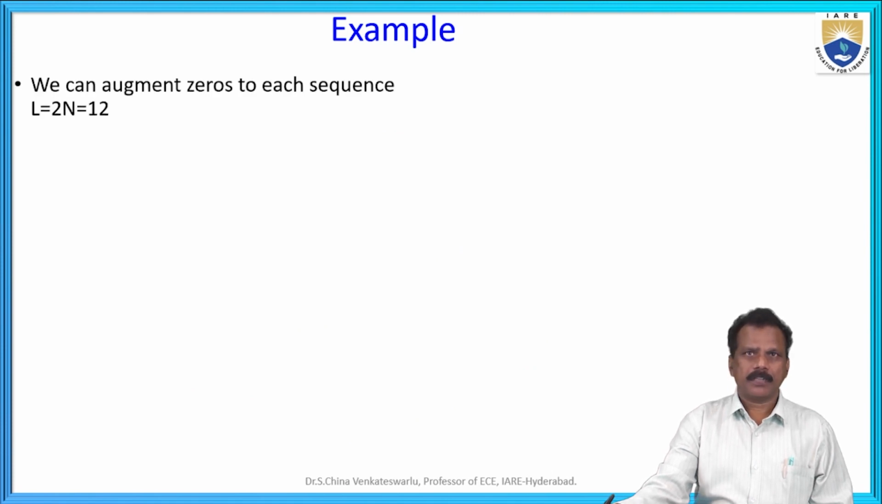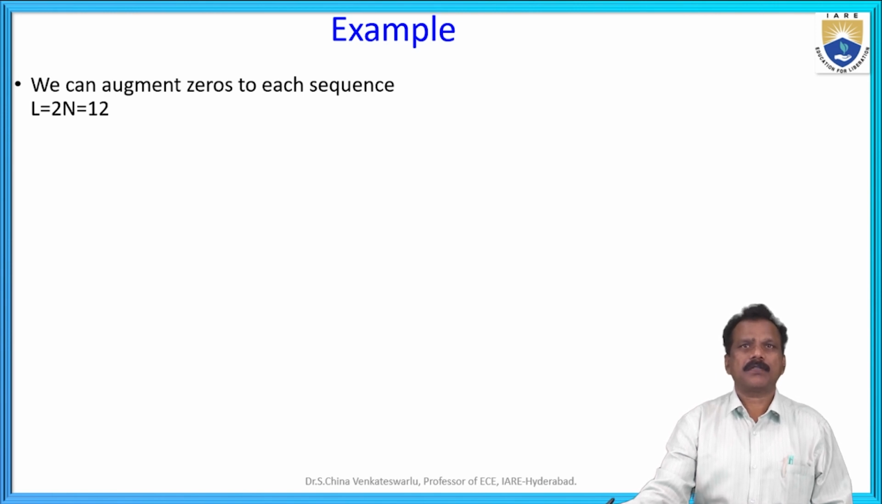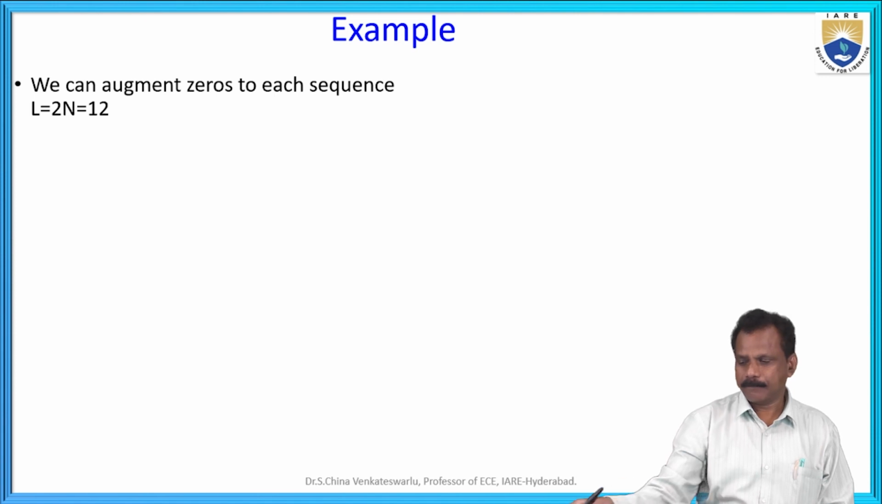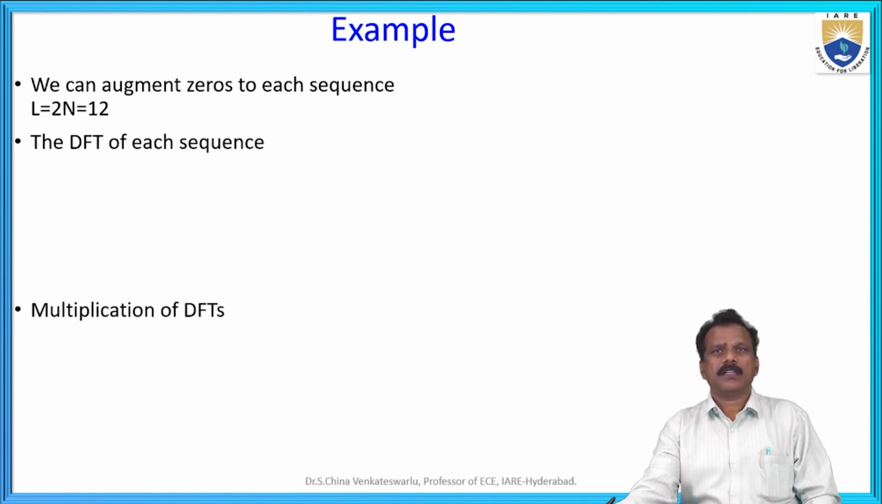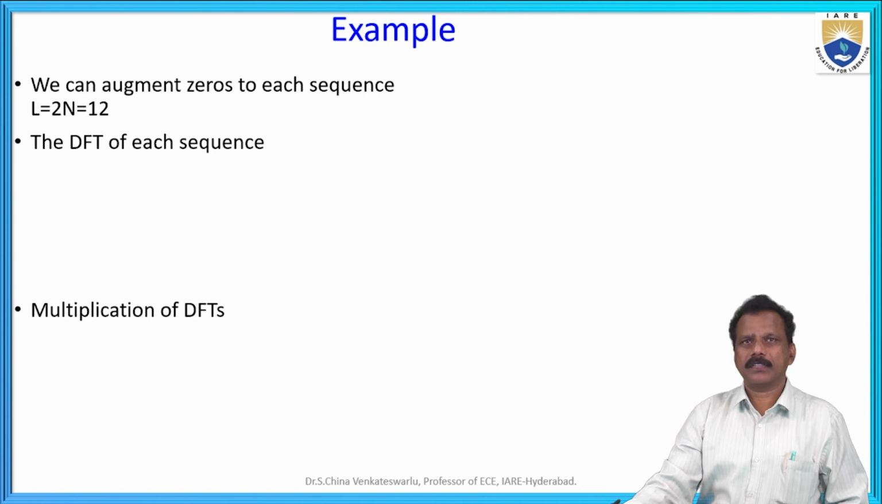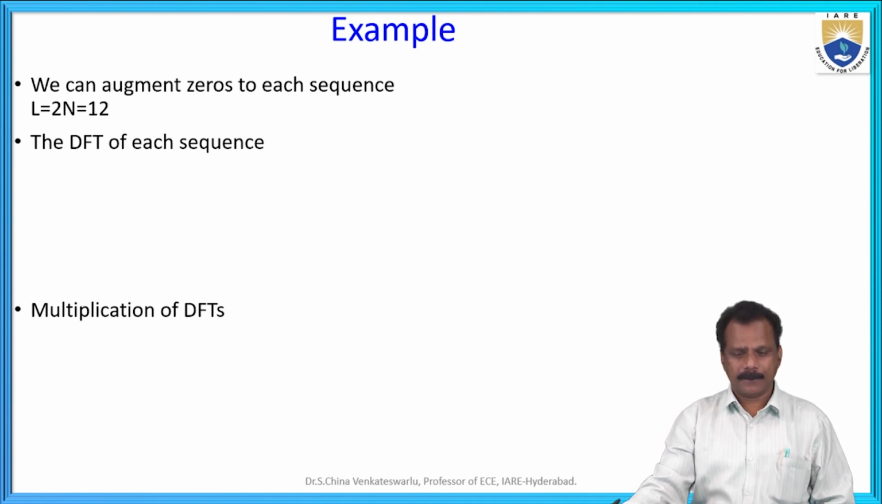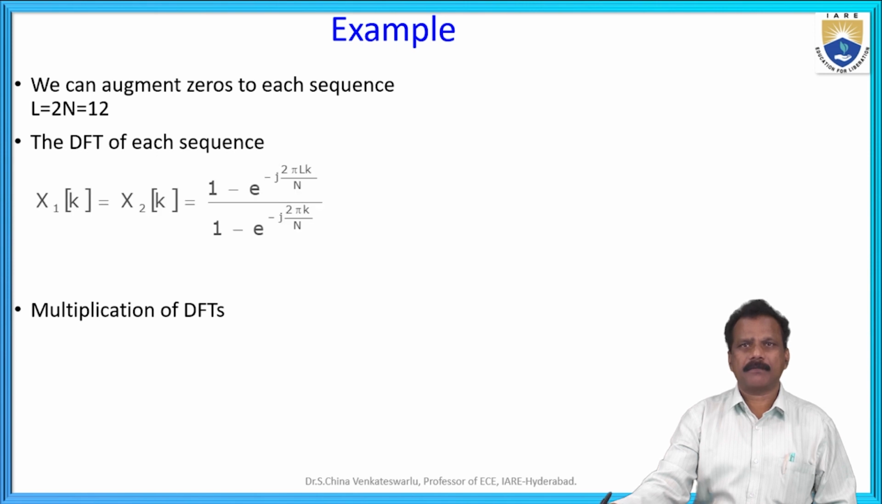So as an example, we can augment these zeros to each sequence where L is equal to 2, N is equal to 12. Here, the DFT, discrete Fourier transform, of each sequence appears as follows. Now the multiplication of the DFT, discrete Fourier transform.